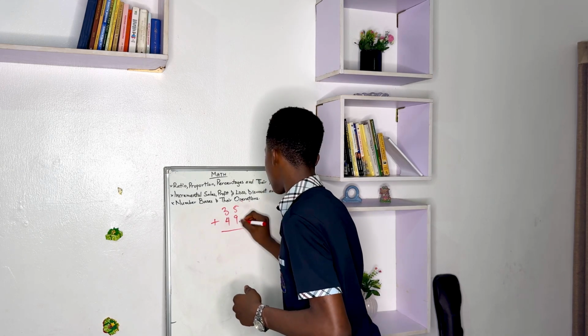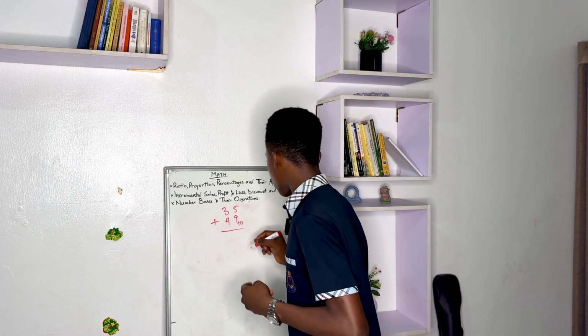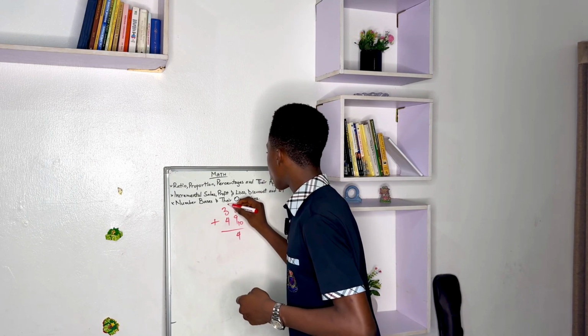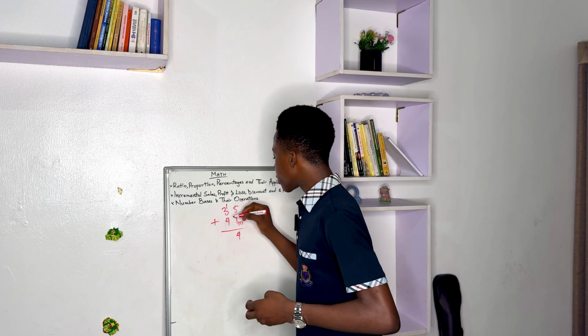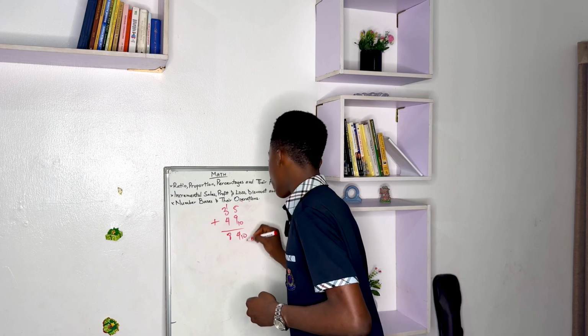49, base 10. So what is 5 plus 9? 5 plus 9 is 14. So we just say 4 and we carry the 1 up here. And then 3 plus 4 is 7, plus 1 is going to give us 8. So this is 84 in base 10.